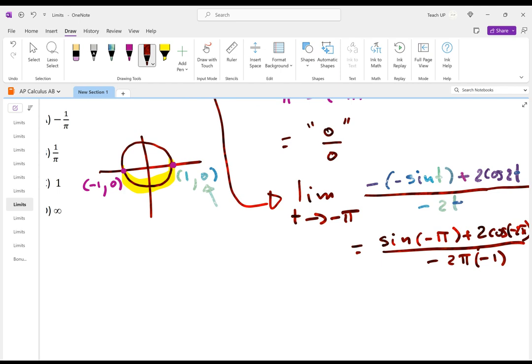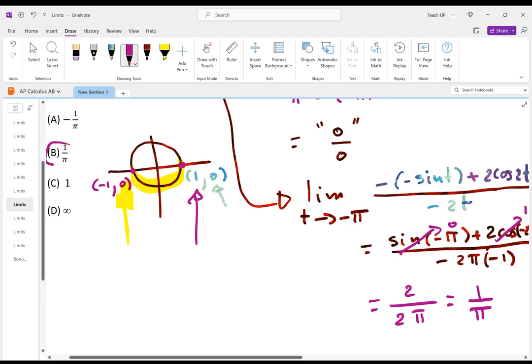The sine of negative pi, as we saw earlier, was a 0. So this value here is going to be a 0. And the cosine of negative 2 pi was a 1. So we're going to get 0 plus 2 times 1. That's just going to be 2, divided by negative 2 times negative pi, which is a positive 2 pi, which simplifies as 1 over pi. Therefore, I can box it here at the corner. That's going to be my answer.